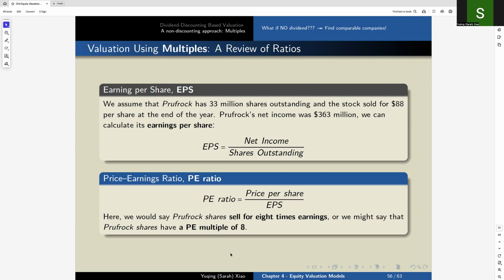The PE ratio is simply price per share divided by earnings per share. So if the stock price is $88 and EPS is $11, then the PE ratio is 8. That means investors are willing to pay $8 for every $1 of earnings. The higher the PE ratio, the more optimistic investors are about the company's growth prospects.